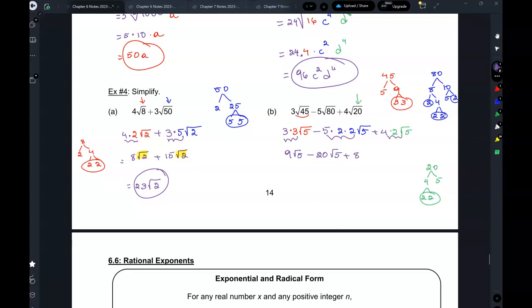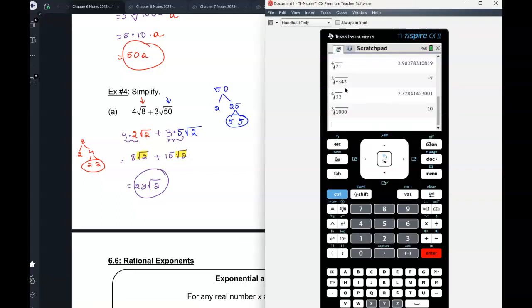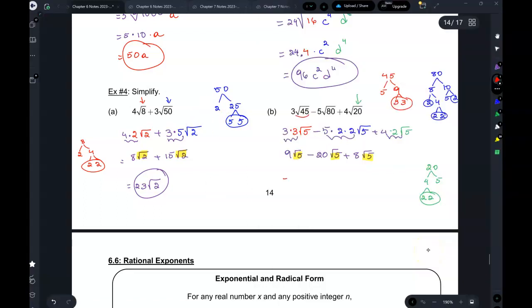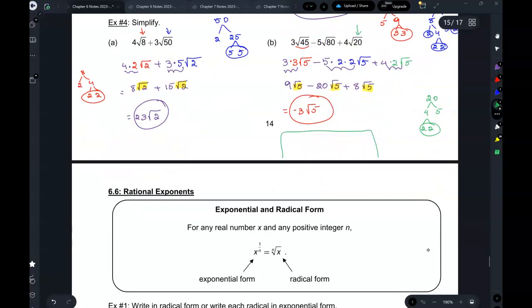Plus 8 root 5. So now, see if you have like terms. Okay, I got root 5, root 5, root 5. They're all like terms. So I have to combine the coefficients. 9 minus 20 plus 8. You could even do that with the calculator. Let's see. 9 minus 20 plus 8. Negative 3 root 5.